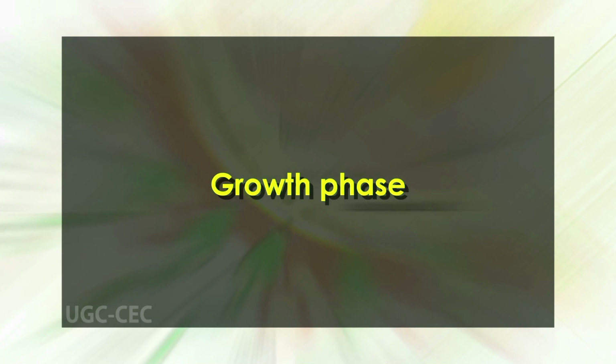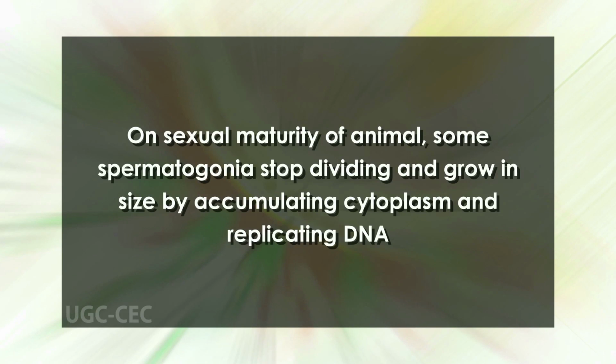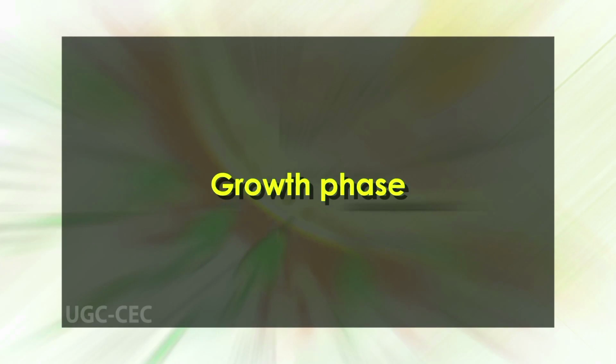Second phase is growth phase. On sexual maturity of the animal, some spermatogonia stop dividing and grow in size by accumulating cytoplasm and replicating DNA. These cells are now called primary spermatocytes. Each primary spermatocyte enlarges to about twice the size of spermatogonia before dividing. Other spermatogonia continue to divide mitotically and produce more spermatogonia for later spermatogenesis. The next phase is maturation phase.